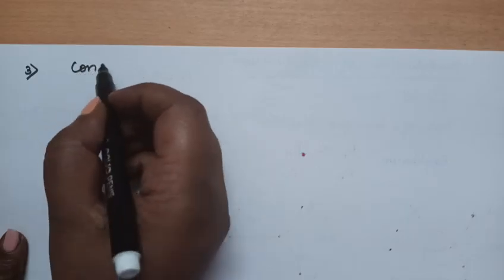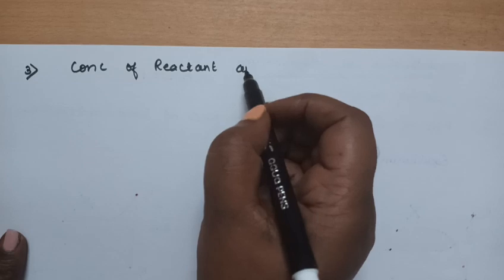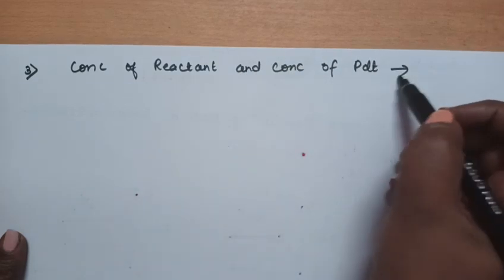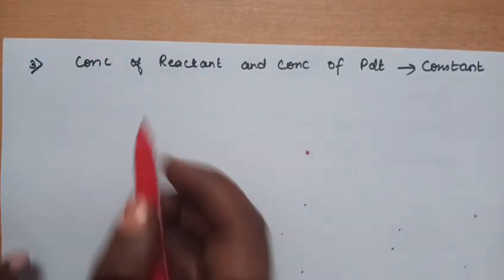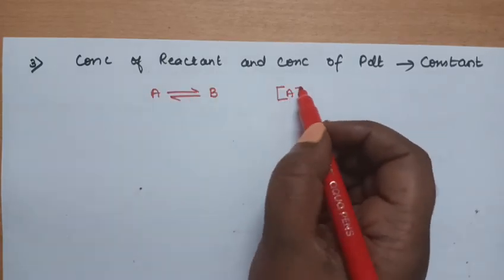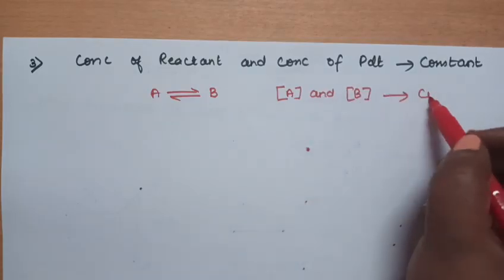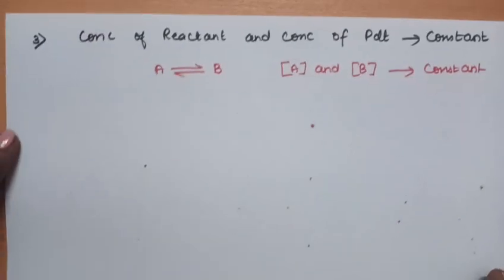Next, the third characteristic is that the concentration of reactant and concentration of product remain constant. For example, if you write this reaction, the concentration of A and the concentration of B become constant at equilibrium. So let us draw the graph.